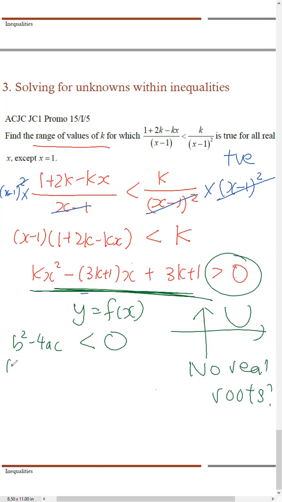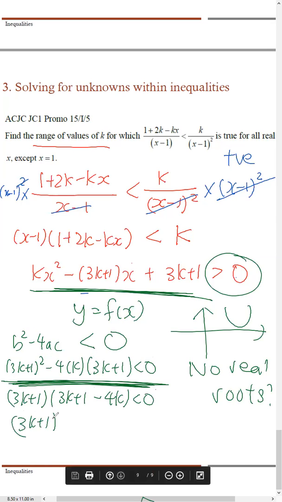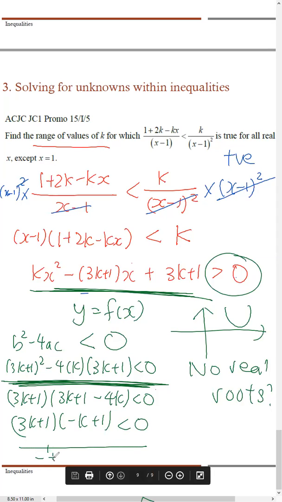So the coefficient of B will be (3k plus 1) squared minus 4 times A, which is k, C, which is k plus 1. So from here, you land yourself with another inequality that contains only k. Okay, we can factorize out the (3k plus 1). So inside left with (3k plus 1) minus 4k. All right, so this will be (3k plus 1)(minus k plus 1). So what do we have here for the solution? Number line will be minus 1/3 and 1.